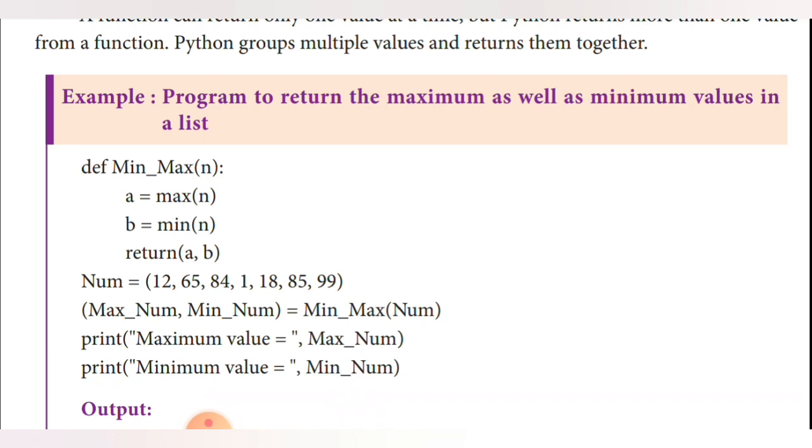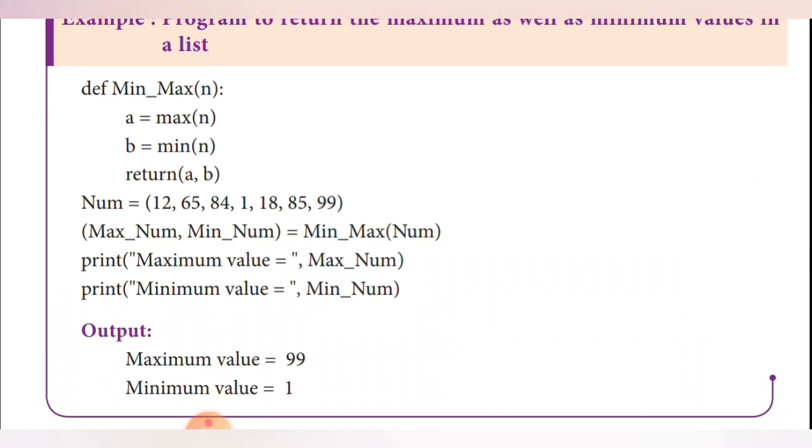So it gets the minimum value and the maximum value and stores them in the variables a and b. Now we are going to return these values to the calling function. For that we use the statement return a, b. We are returning the values of a and b to the calling function. Then num equals the list of numbers: 12, 65, 84, 1, 18, 85, 99. The tuple has the elements. How many elements are there? Totally 8 elements are present in this tuple.